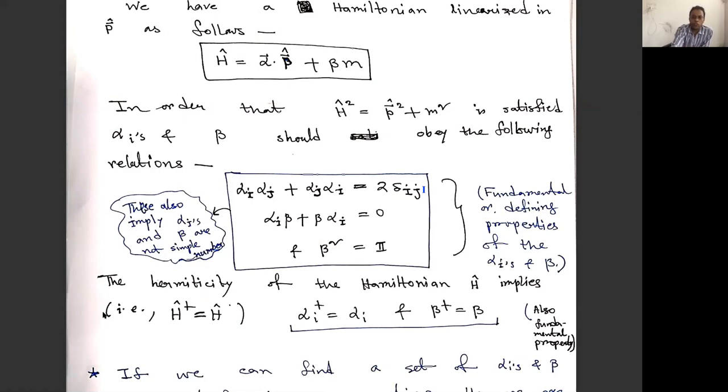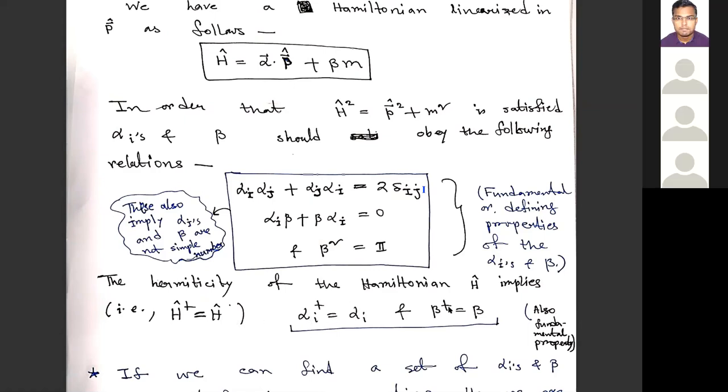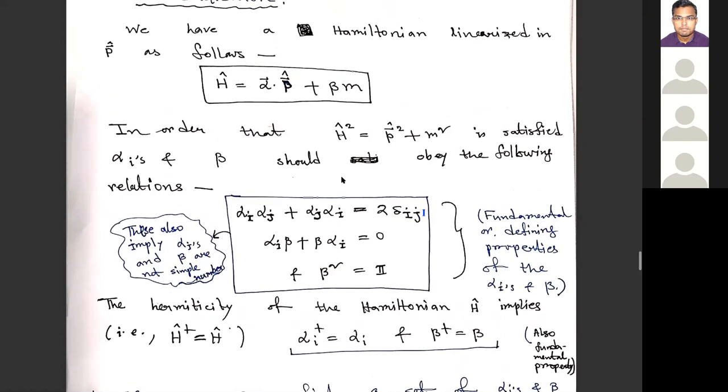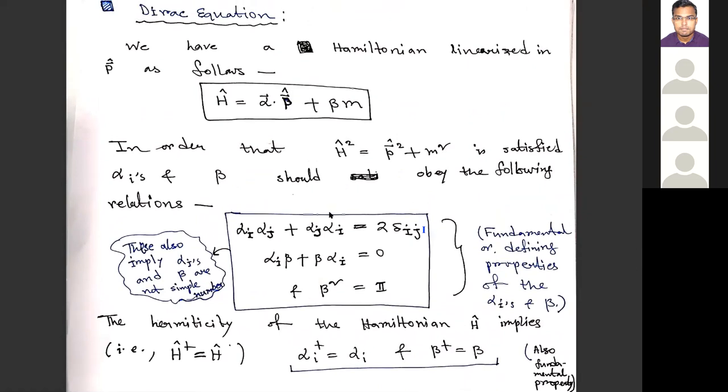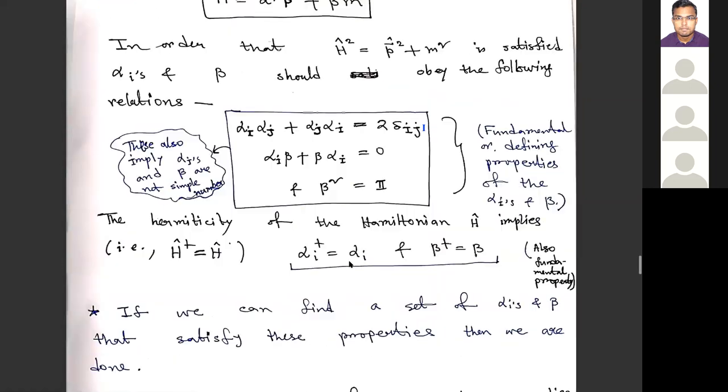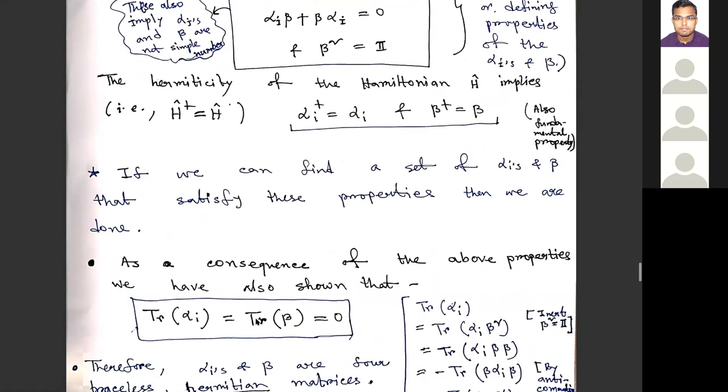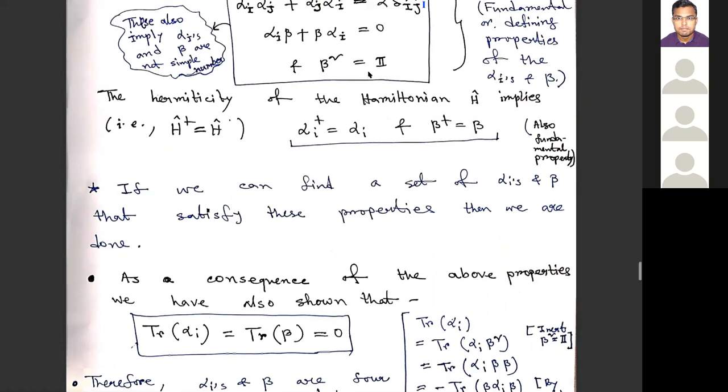So if your H is Hermitian, meaning H dagger is equal to H, then alpha I dagger should also be alpha I, and beta dagger should also be beta. So alpha and beta should also be Hermitian, right? So these are mostly the fundamental properties of the alpha and beta matrices, and all other properties that we can derive from this will be just simple corollaries, not fundamental. It's just a consequence of these things. Is that clear? For example, the trace property is actually a corollary of this. It's not a fundamental property; it's a consequence of all these equations.